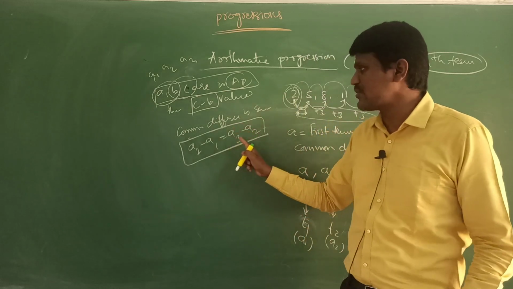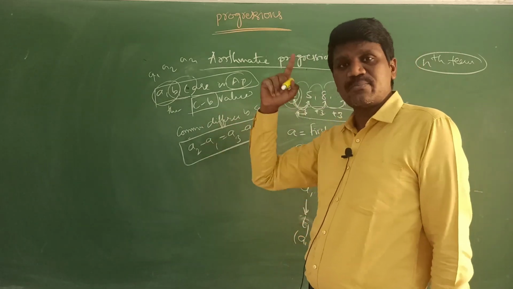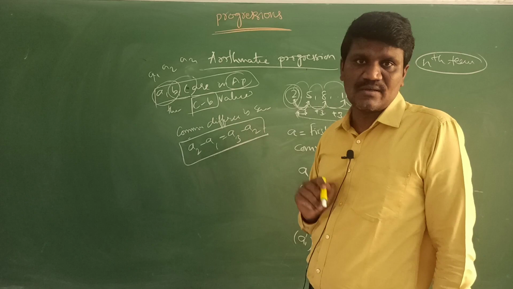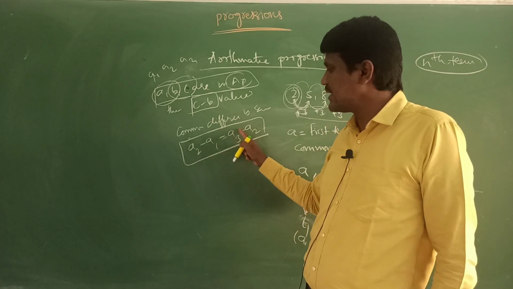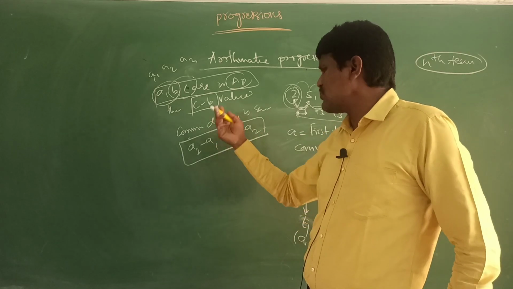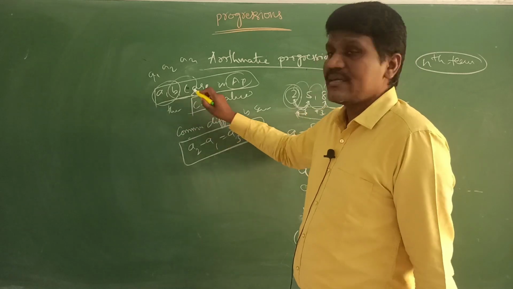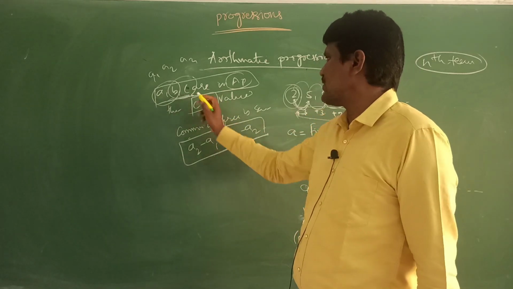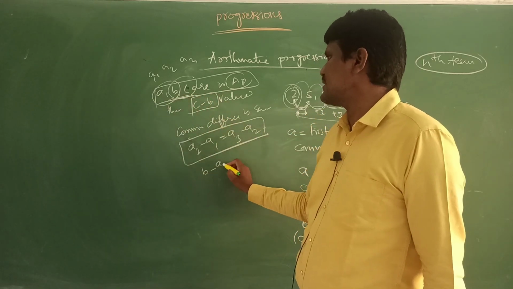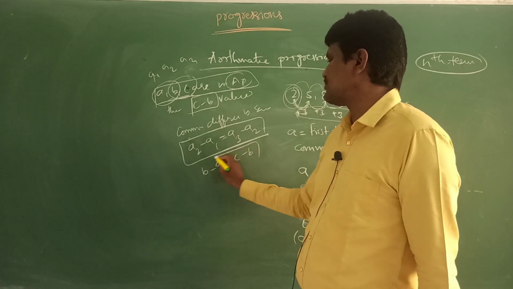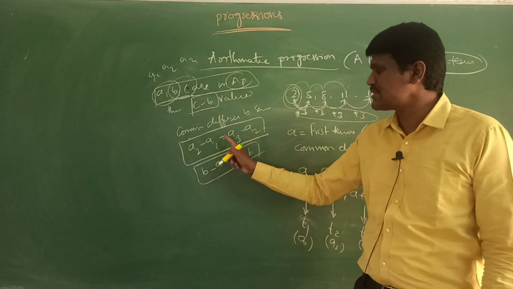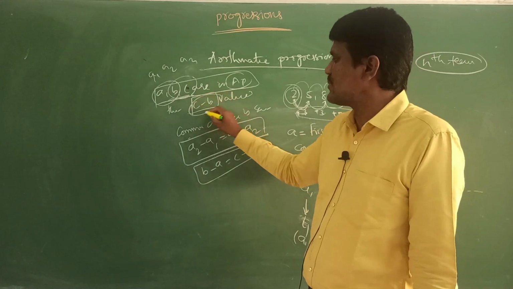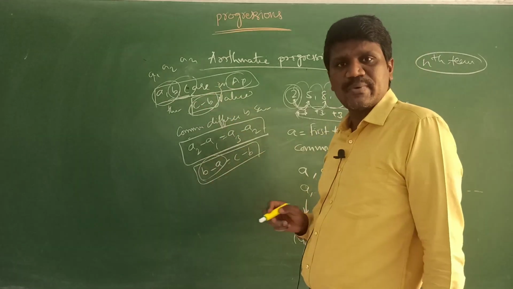So this is the important formula, common difference. Question may come based on this formula. A2 minus A1 is equal to A3 minus A2. So here one more time, A, B, C is there, right? If I substitute there, B minus A is equal to C minus B. So what is the value of C minus B? The answer will be B minus A.